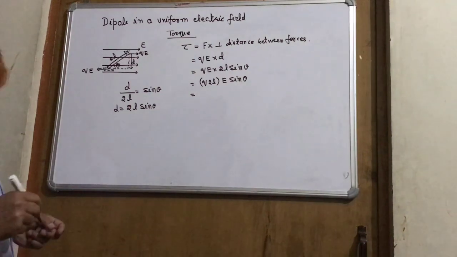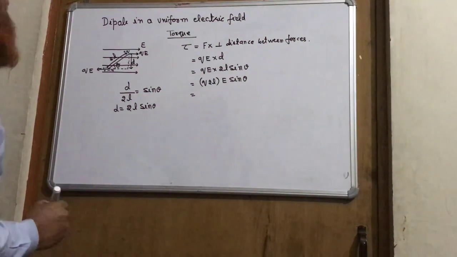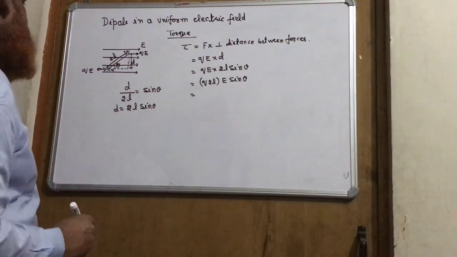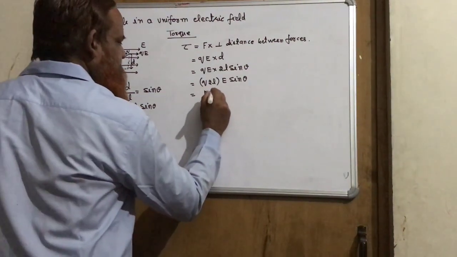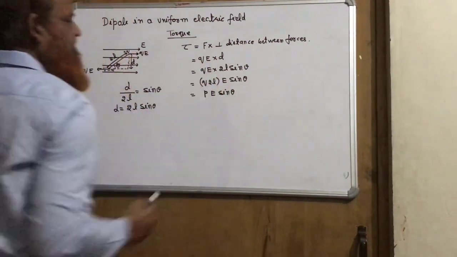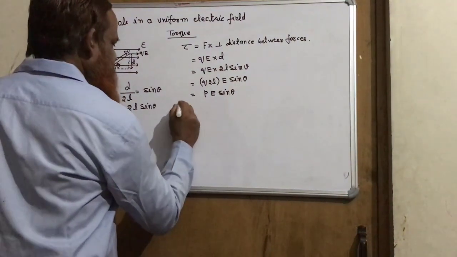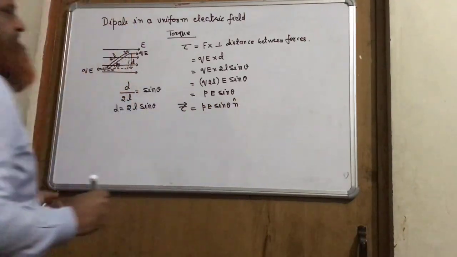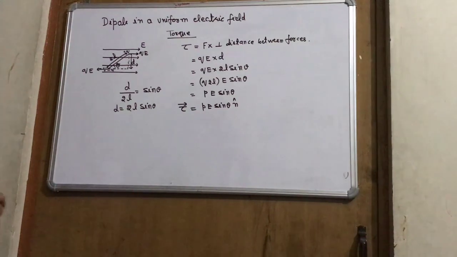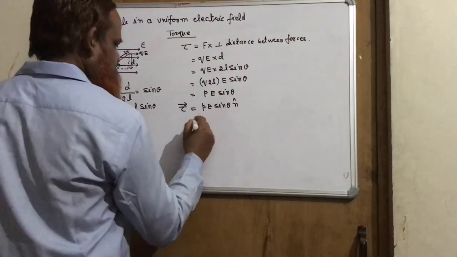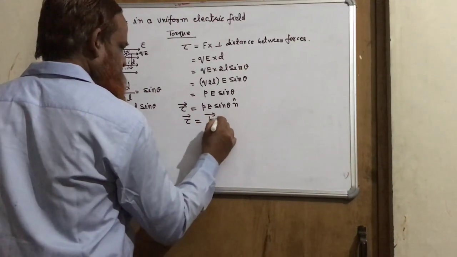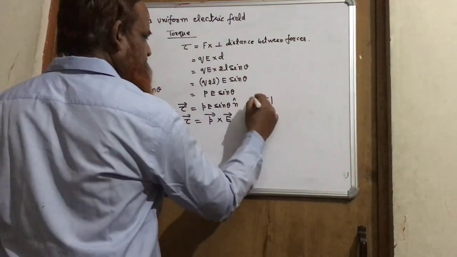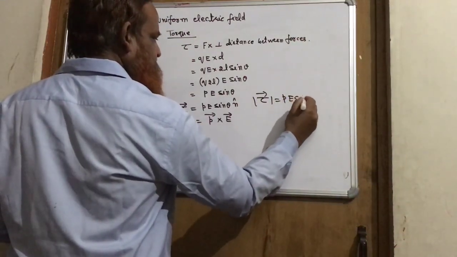So you will get q2L, which you know is the dipole moment. In the previous class you learned that it is the product of either of the charges multiplied by the distance between them. It is denoted by p. So torque is pE sin theta. In vector form we can write pE sin theta n cap, where n cap is the unit vector which shows the direction of torque. In this way you can also write torque is equal to p cross E, and the magnitude of this torque is pE sin theta.